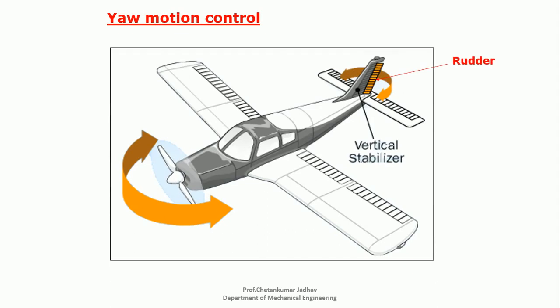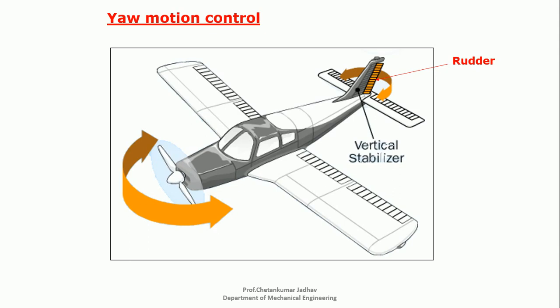Finally, the third motion control of an aircraft is yaw motion control. Yaw motion means left and right motion of an aircraft. From the image we can see that the vertical wing present at the trailing edge of an aircraft is hinged or connected by a flap, which is highlighted by orange color. By moving this flap either to the left or right, we can control the yaw motion of an aircraft.